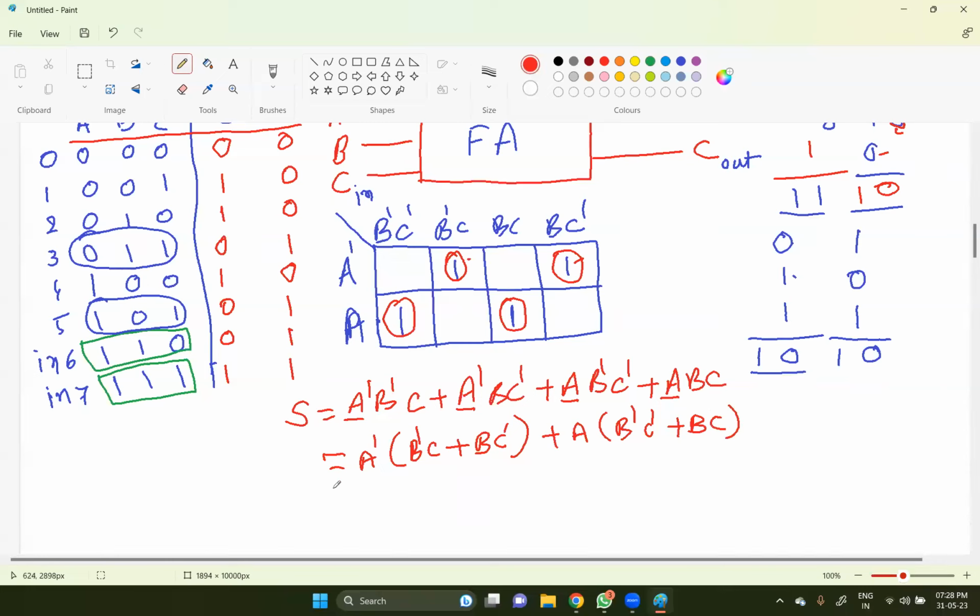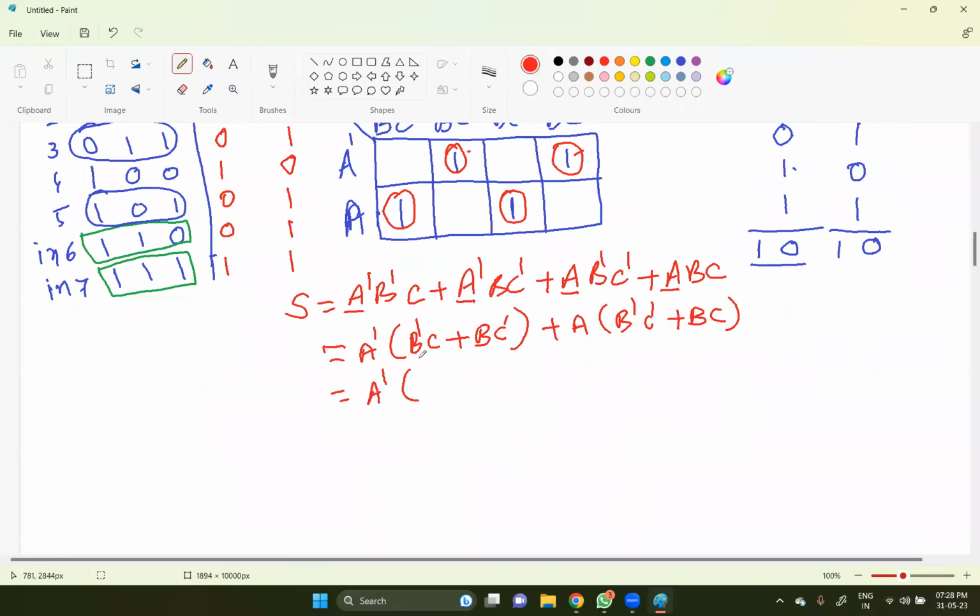Now look at this. A complement into this is the expression of exclusive OR, this is the result of exclusive OR. So B exclusive OR of C, plus A into this, which is the expression of exclusive NOR.